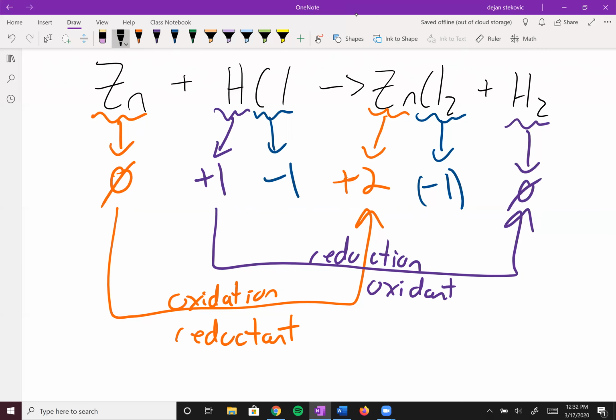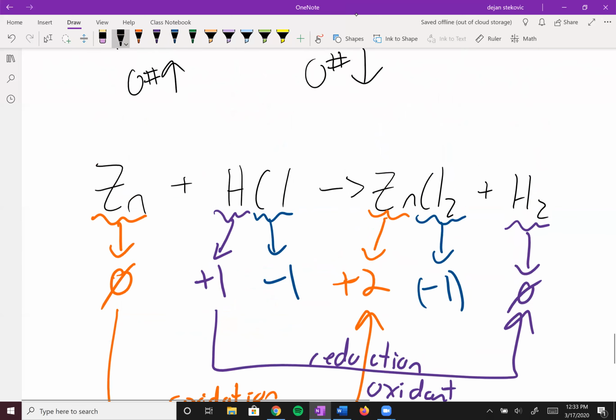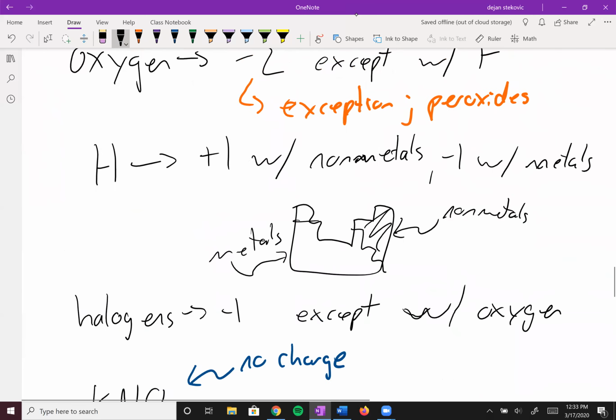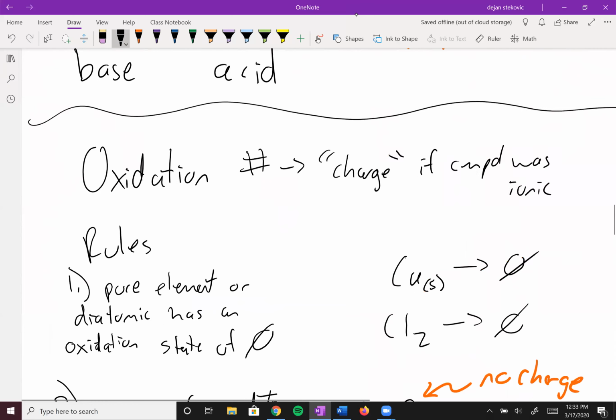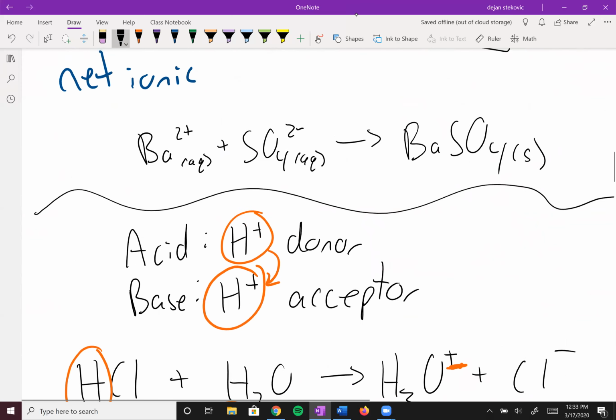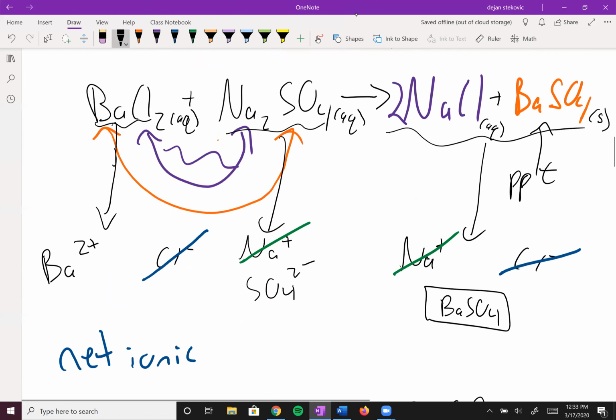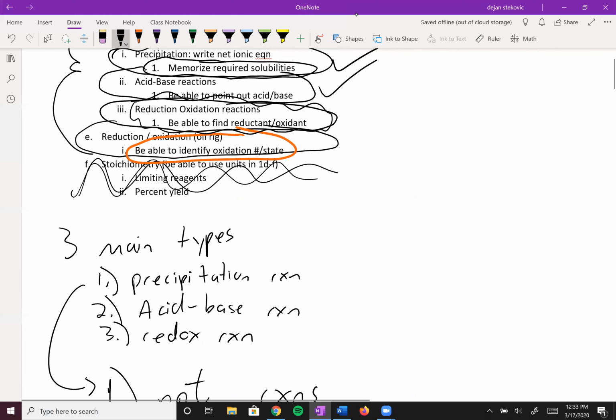So know the difference between reductant and oxidant, and be able to calculate oxidation states. That'll be a big part of the test. That's really something important to know. You should be very, very familiar with redox reactions. And that's it for this video.